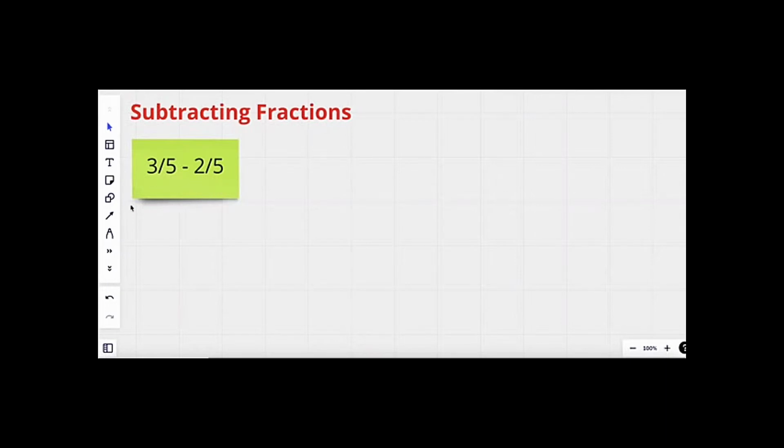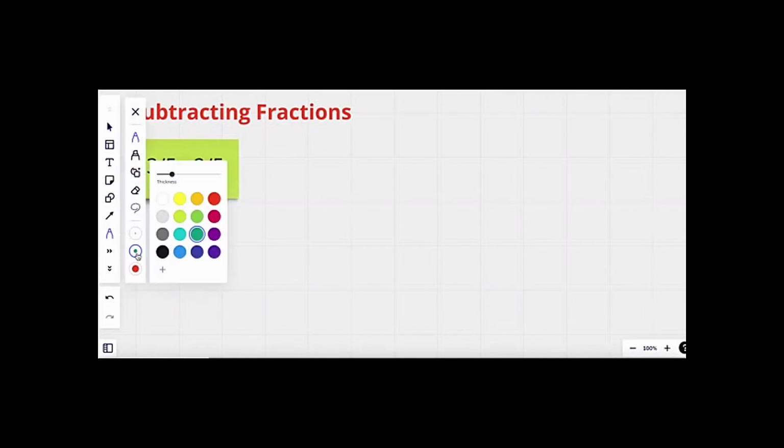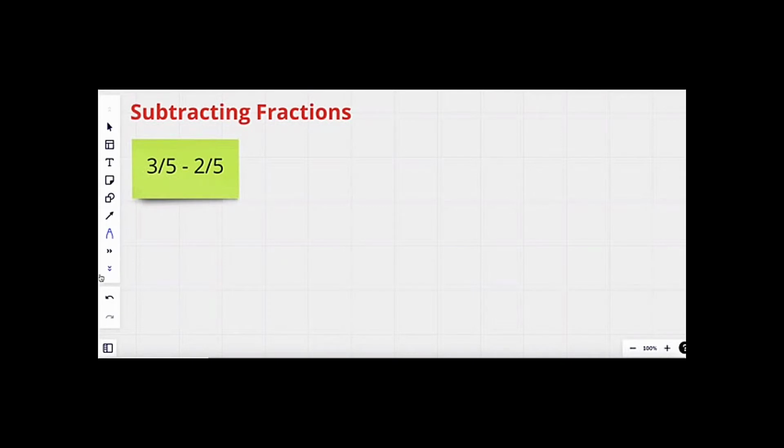So let's rewrite this to get started. Just select here a color, perfect, we're all set. So we're going to rewrite 3 over 5 minus 2 over 5.